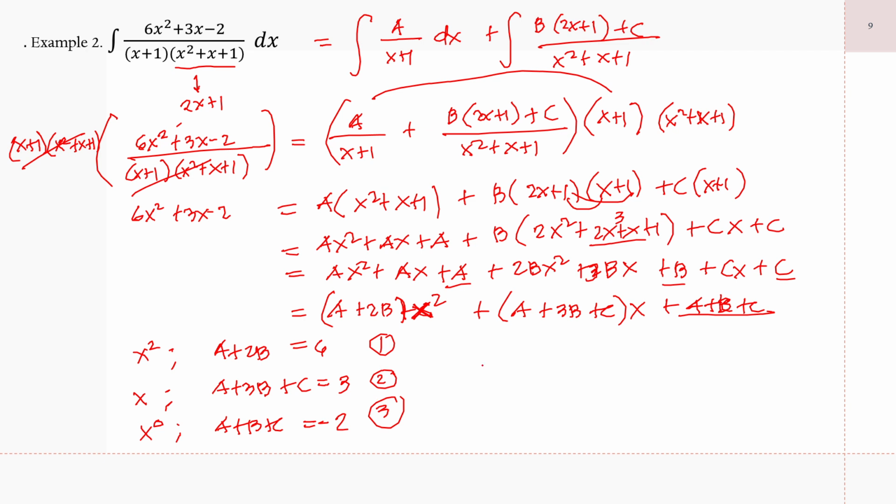Let's start first with equations 2 and 3. So a plus 3b plus c is equal to 3, and a plus b plus c is equal to negative 2.